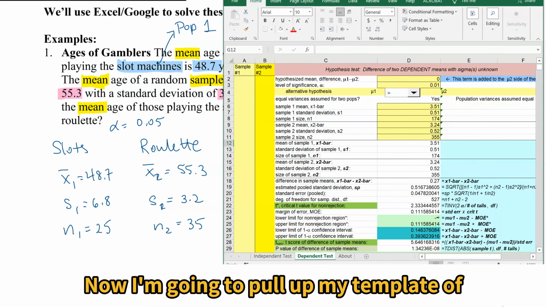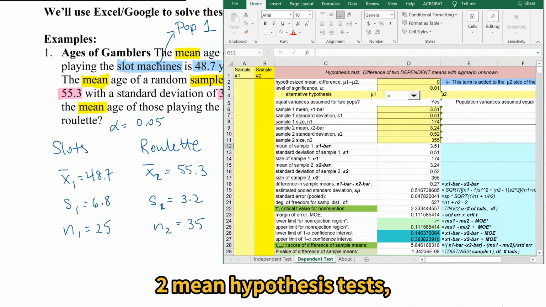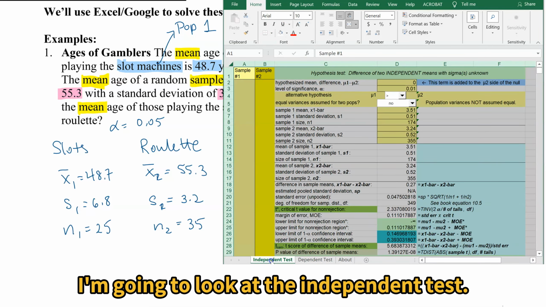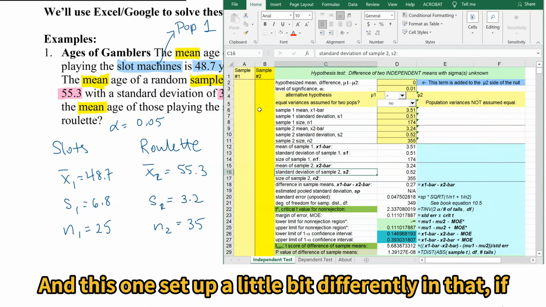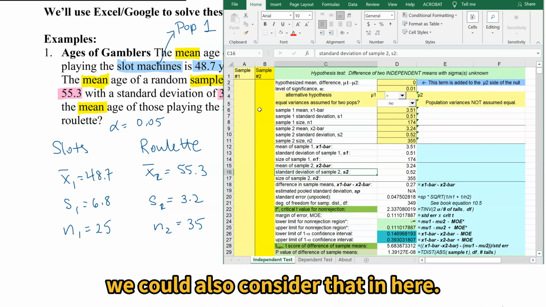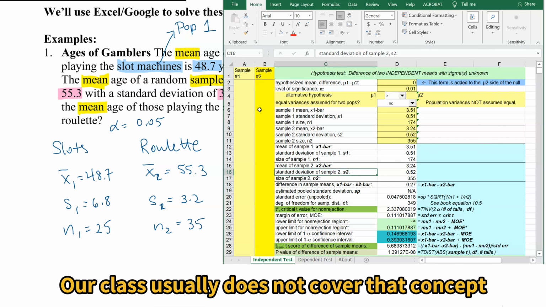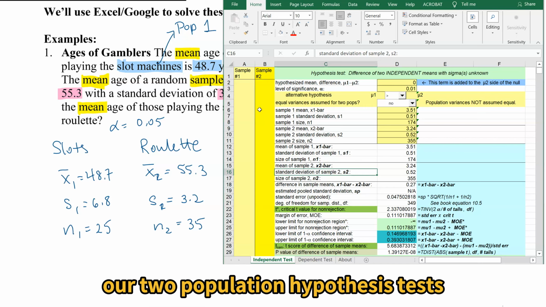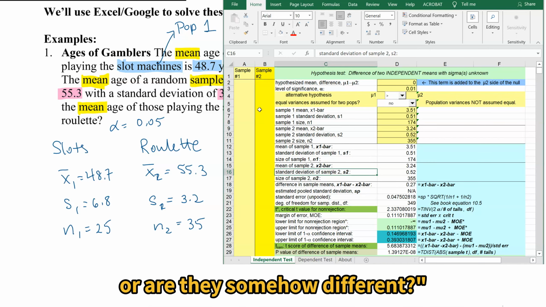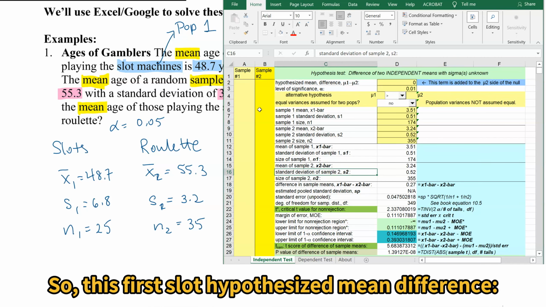Now I'm going to pull up my template of two mean hypothesis test with sigma unknown. I'm going to look at the independent test. And this one's set up a little bit differently in that if there was a difference between the two means, we could also consider that in here. Our class usually does not cover that concept. Our two population hypothesis tests are always, are the two means or proportions equal, or are they somehow different? We usually don't have a value in there. So this first slot, hypothesized mean difference, leave that at 0.